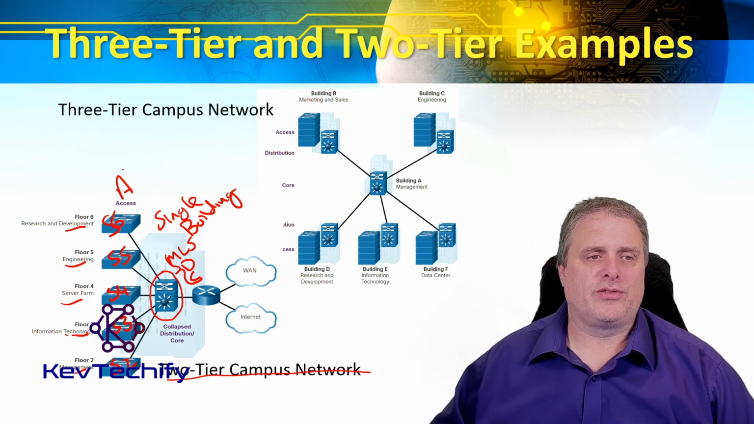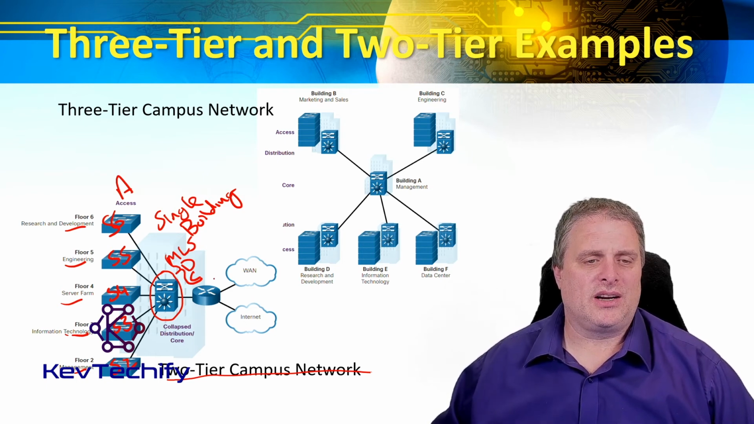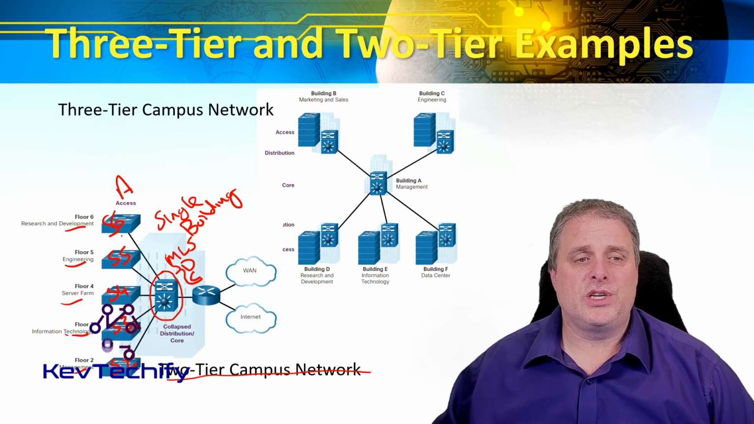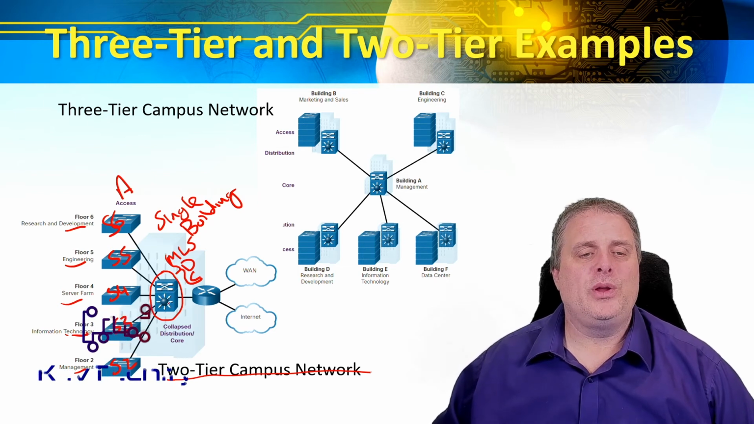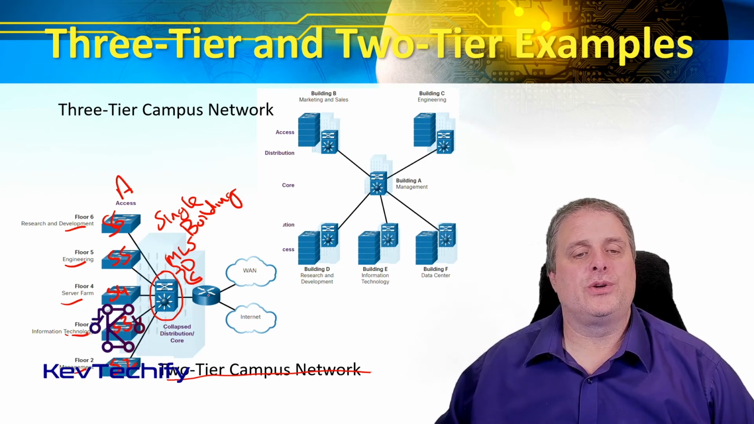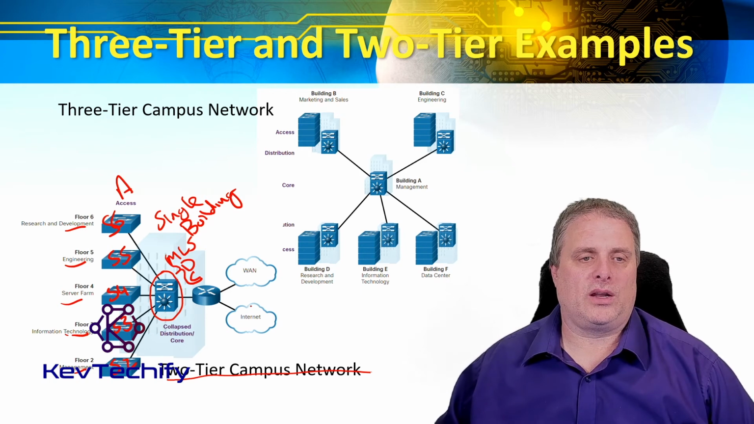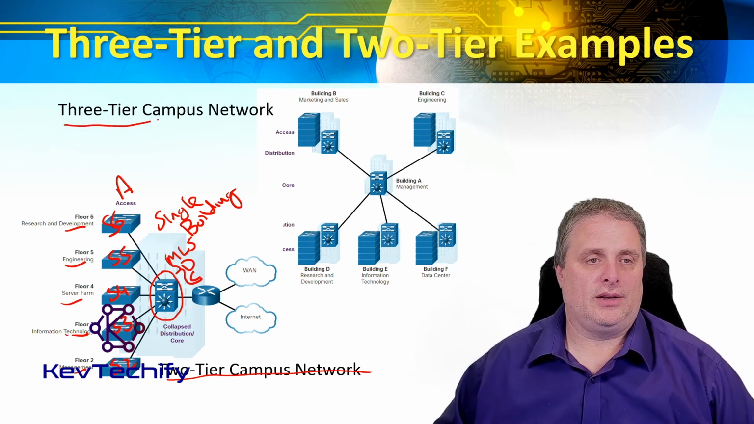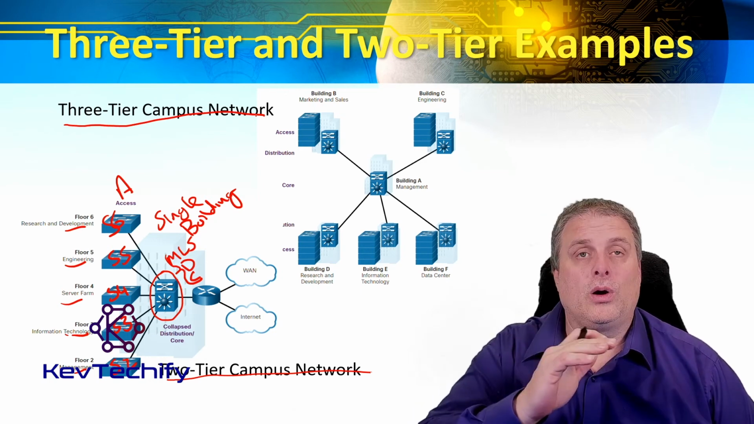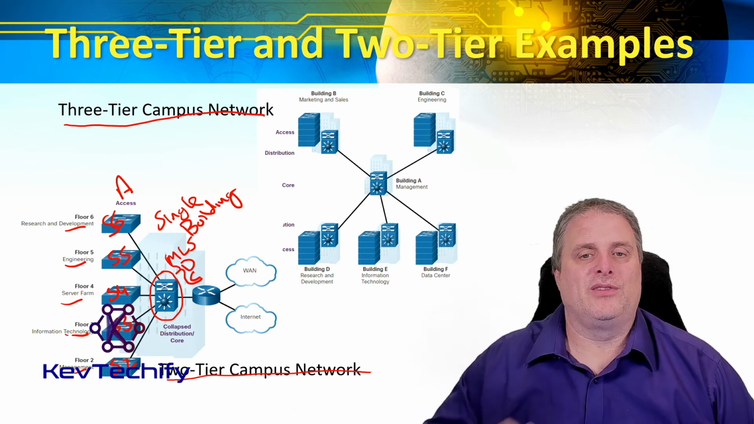That's where we only have 2 layers. We have the access layer, and then we have this device that does distribution and core. We can route between these different switches, between different VLANs, and we provide high-speed connectivity to our router that can then go out to the WAN or the internet. We have 2 layers.